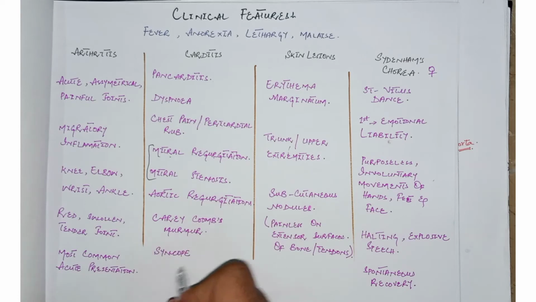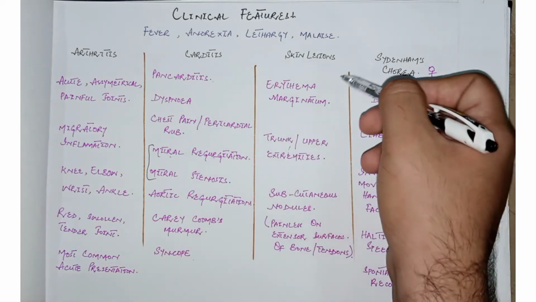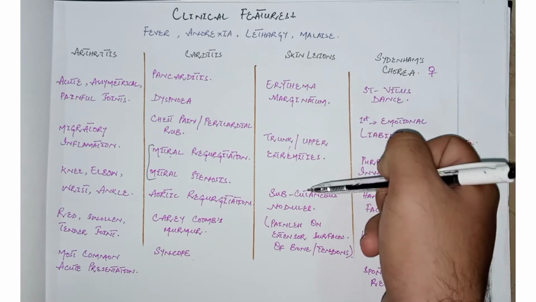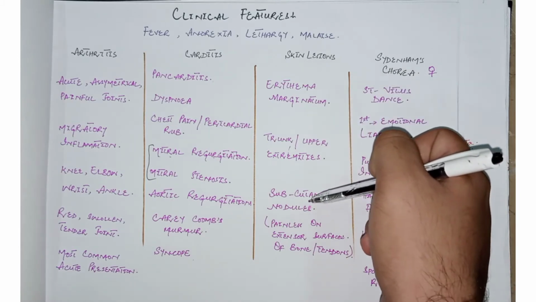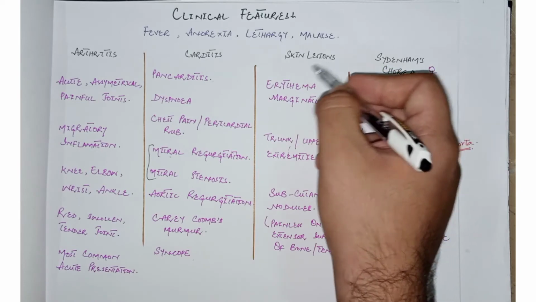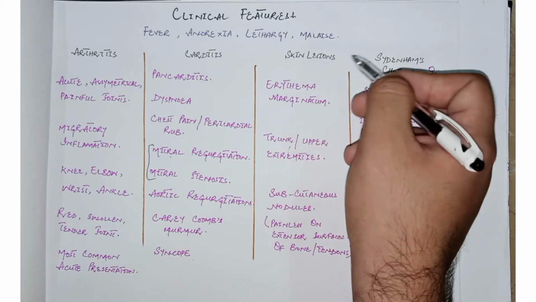And there may be syncope. This syncope is because of a conduction defect or AV nodal block in the heart, and there is decreased blood supply to the brain. So syncope occurs in AV nodal blocks. Now come to the skin lesions, which may be erythema marginatum and also subcutaneous skin nodules. These skin lesions are less common and occur in less than 5% of the cases.